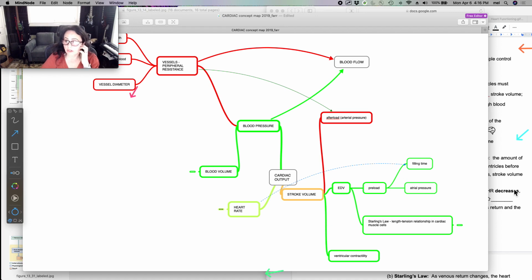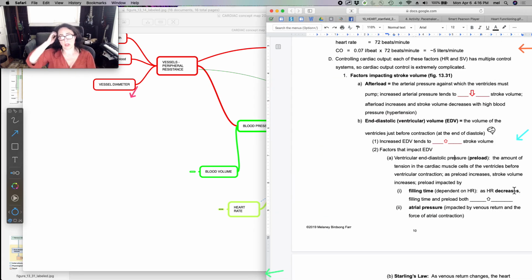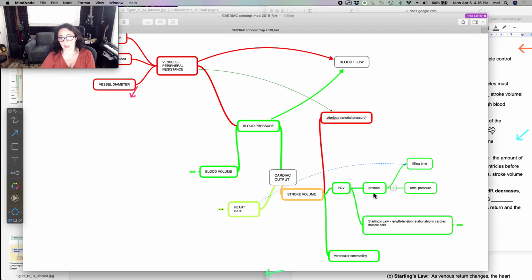And then the atrial pressure has to do with how much blood is coming back to your atria, and then how well your atria are contracting to get blood into the ventricles. Okay, so if you didn't have much blood going back via venous return to the atria, then that's going to drop your atrial pressure, which will drop your preload, which will drop your EDV. Or if your heart rate was going too fast, then that would drop your preload and drop your EDV.